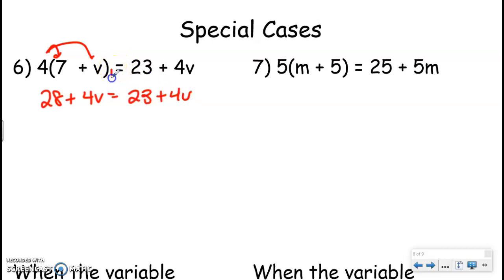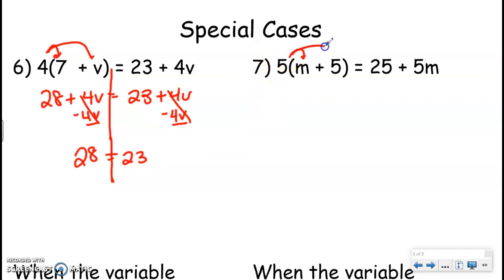And if I draw my line through the equal sign, I need to move my v's to the same side. So it doesn't really matter, because they're the same, if I do minus 4v or minus 4v. So if I subtract 4v on both sides, notice that both of those cancel out, so I'm left with 28 equals 23. On the right side, when I distribute, I get 5m plus 25 equals 25 plus 5m.